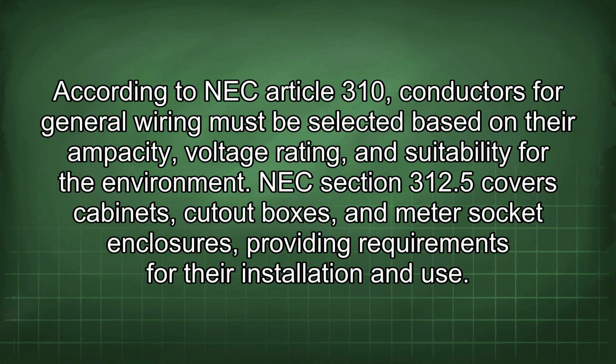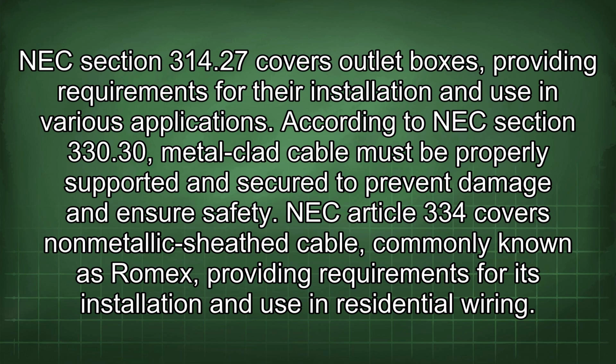According to NEC Article 310, conductors for general wiring must be selected based on their ampacity, voltage rating, and suitability for the environment. NEC Section 312.5 covers cabinets, cutout boxes, and meter socket enclosures, providing requirements for their installation and use. NEC Section 314.27 covers outlet boxes, providing requirements for their installation and use in various applications. According to NEC Section 330.30, metal-clad cable must be properly supported and secured to prevent damage and ensure safety.